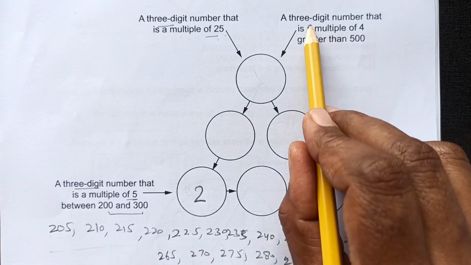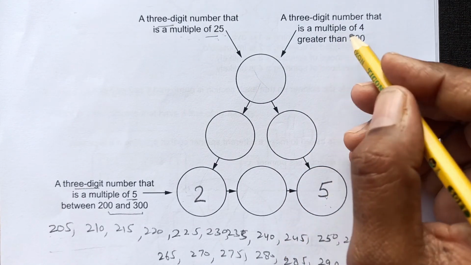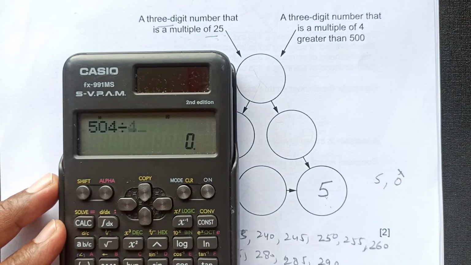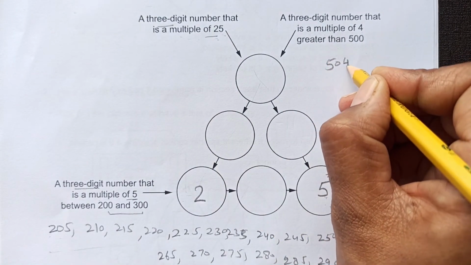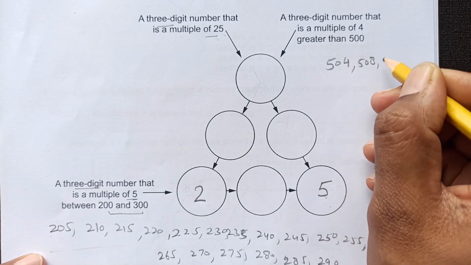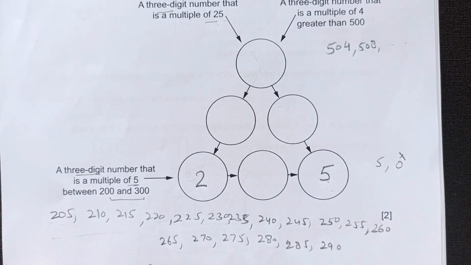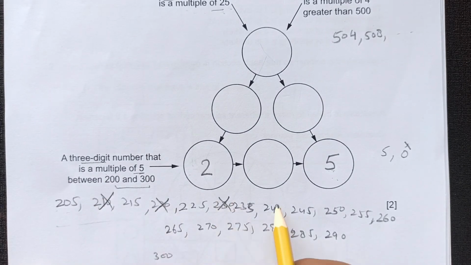Okay, now a 3-digit number that is a multiple of 4 greater than 500. The first number, let's say I'm taking 504 divided by 4. Yeah, this is 126, divisible. So 504, then 508, like that. Now how will we figure out the next number? So if this ends with 0, that number can go. So these we can take out of the list, right?